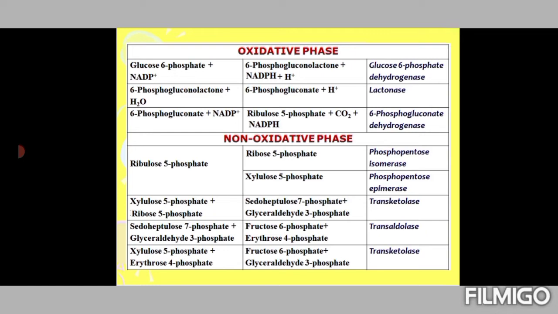And the non-oxidative phase involves the production of ribose 5-phosphate. Now, ribose is involved in the synthesis of nucleotides. So ribose is the precursor of nucleotides, which means it is involved in the synthesis of DNA, RNA, and high energy molecules like ATP, GTP, then NADH, all these molecules. And the non-oxidative phase is reversible, so all these steps can be reversed to give rise to ribose 5-phosphate also.